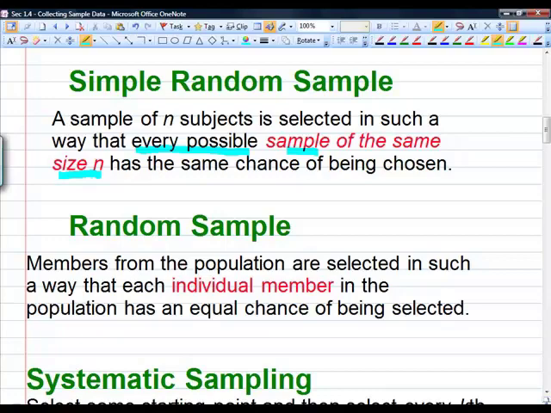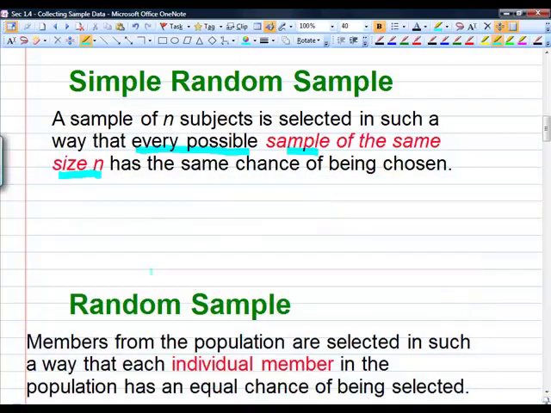So for example, and this is the example they use in the book, suppose I have 3 males and 3 females in the room, that's 6 people. And I want to do an experiment or select a random sample so that I select only 3 people in the room. And I flip a coin. If the coin lands on heads, I get all the males. If the coin lands on tails, I get all the females.